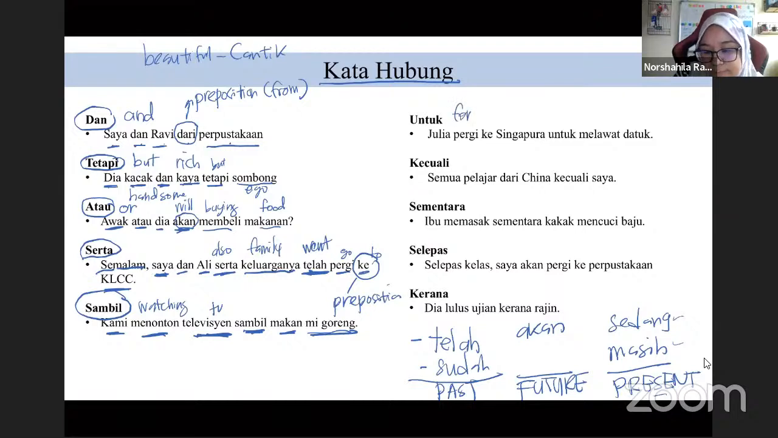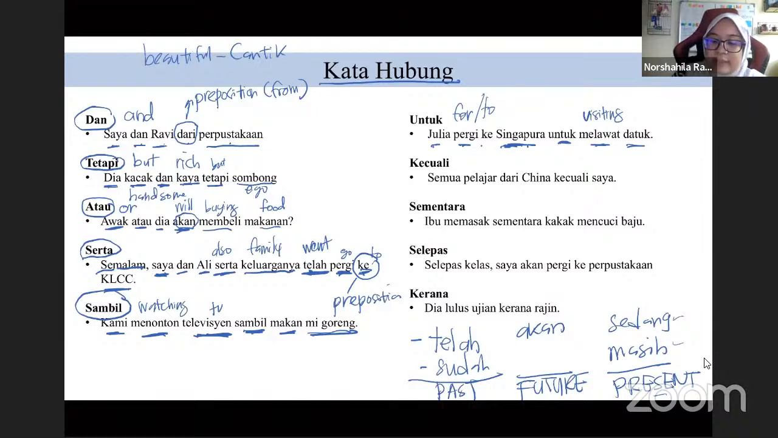Untuk means for. So we want to use it in this sentence. Julia pergi ke Singapura untuk melawat datuknya. Julia goes to Singapore for visiting her grandfather. So Julia goes to Singapore to visit her grandfather. So normally, the word untuk you can use either for or to, based on the sentence.